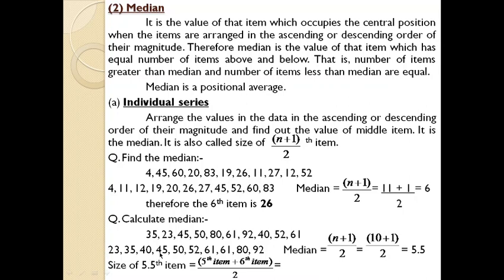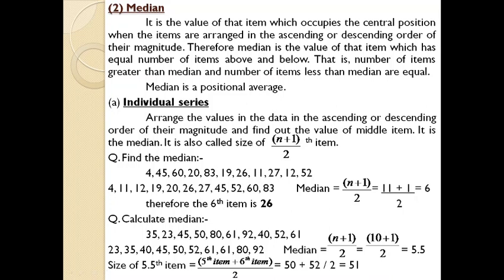1, 2, 3, 4, 5. 5th item is 50. 50 plus 6th item, 52. (50+52)/2 is 51. So the median in this case is 51. And you might be confused about how 51 is taken from this series, because in the series there was no number like 51. Then how can we say that 51 is the median?